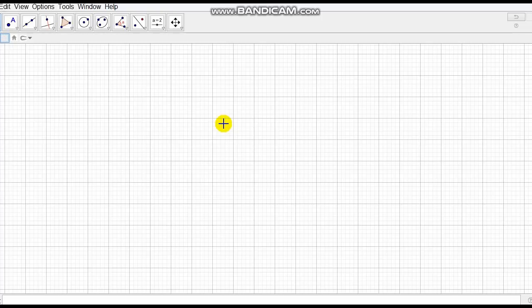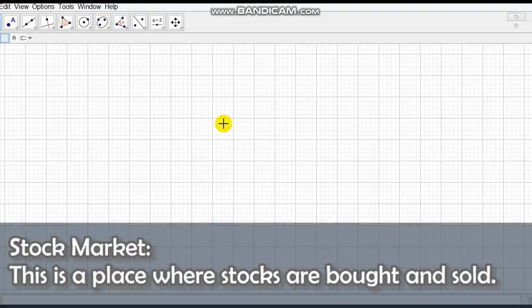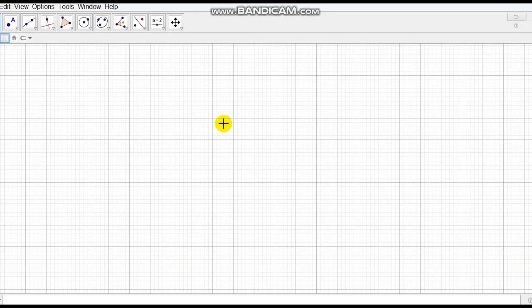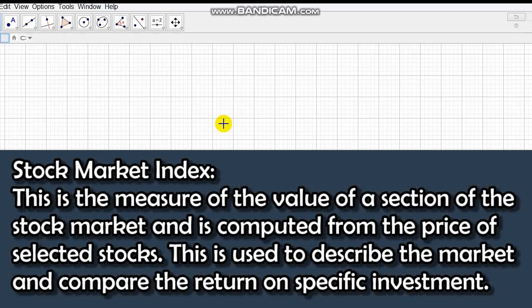Now, if you want to buy stocks, you can buy them at the stock market. It is a place where stocks are bought and sold. From the stock market comes the stock market index. It is a measure of the value of a section of a stock market and is computed from the prices of selected stocks. This is used to describe the market and compare the return on specific investments.